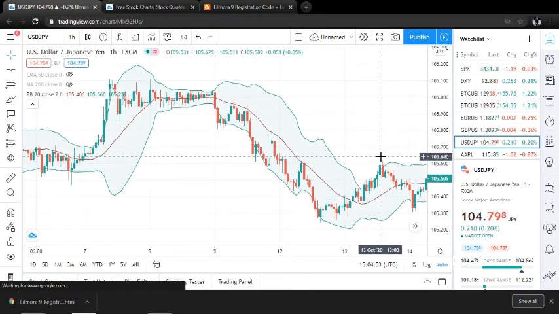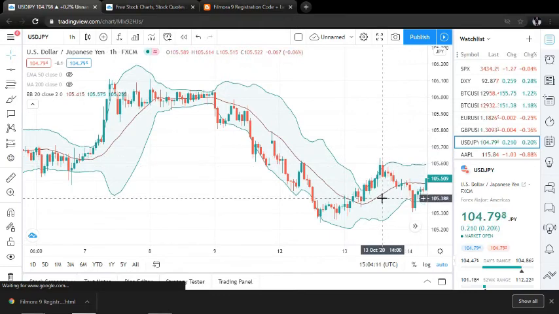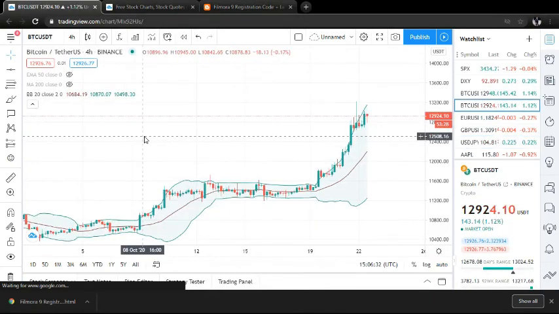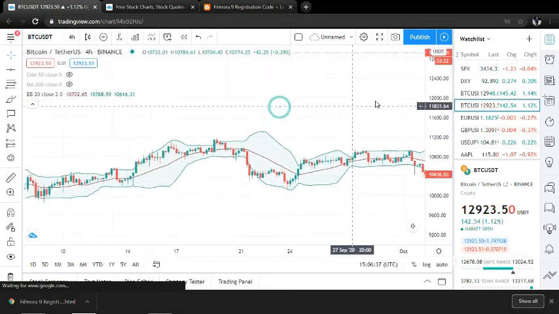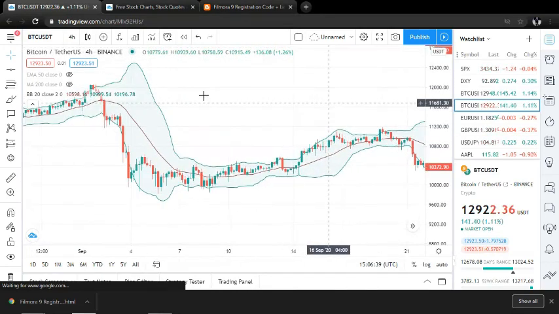It's actually quite simple, but I don't recommend you use it alone. If you have your support and resistance, it can help you to use the Bollinger Band better than you probably are using it. So this is BTC. This is a BTC market to actually show you that it works with almost everything. It works with different markets.